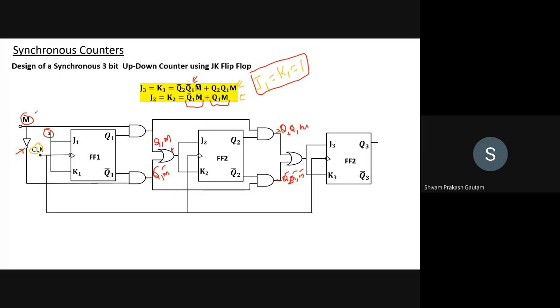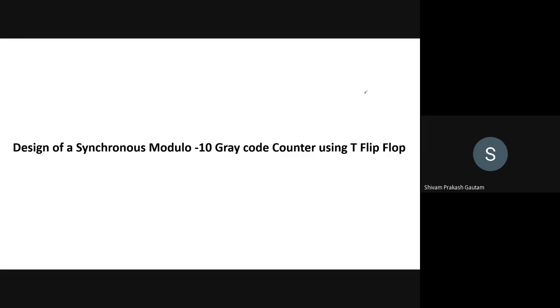So when M is equal to 1, our counter is behaving as an up counter. When M is equal to 0, our counter is behaving as a down counter. So from the same number of flip-flops, we have made both up counter and down counter. This is a 3-bit counter which can count from 0 to 7. Is there any doubt in this up and down counter? Okay. So let us move ahead.